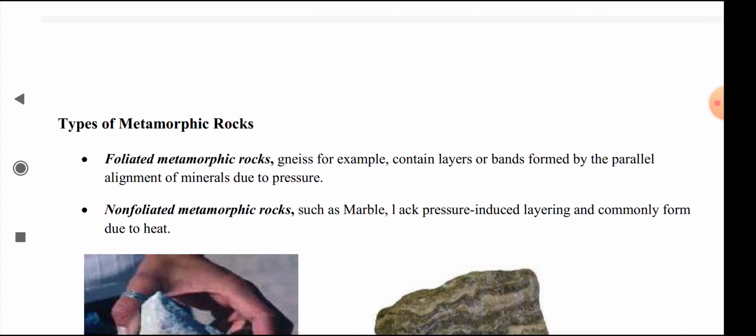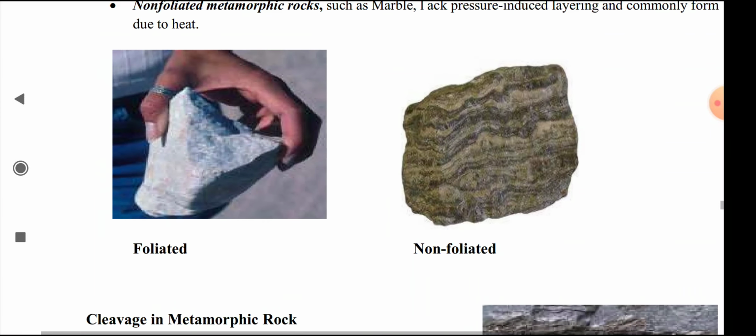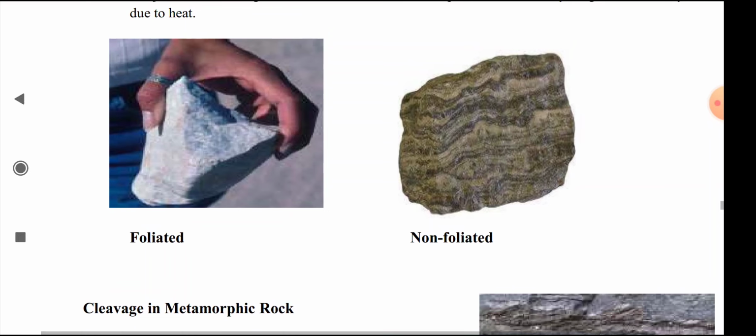Types of metamorphic rocks: foliated metamorphic rocks and non-foliated metamorphic rocks. Foliated metamorphic rocks, for example gneiss, contain layers or bands formed by the parallel alignment of minerals due to pressure. Non-foliated metamorphic rocks such as marble lack pressure-induced layering and commonly form due to heat. Foliated and non-foliated, you can see here in the picture.